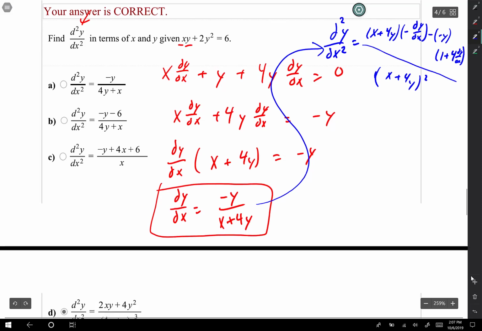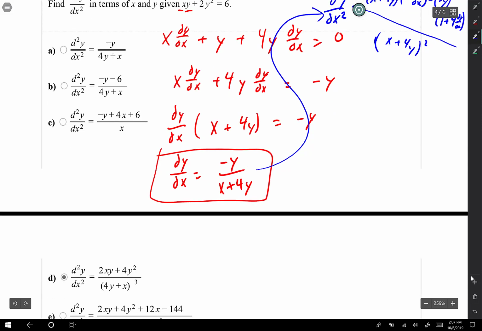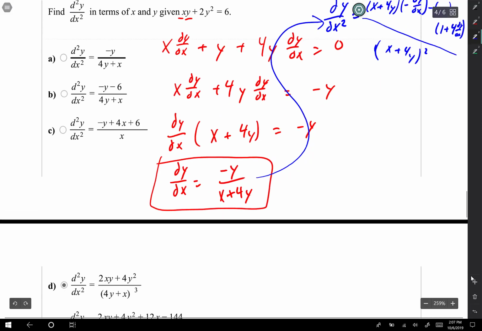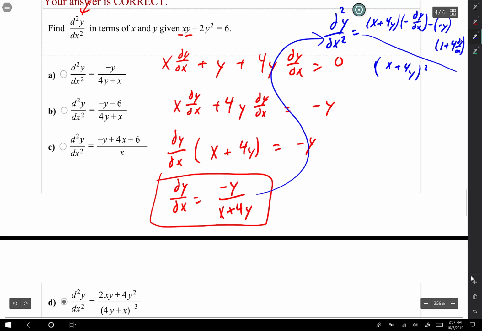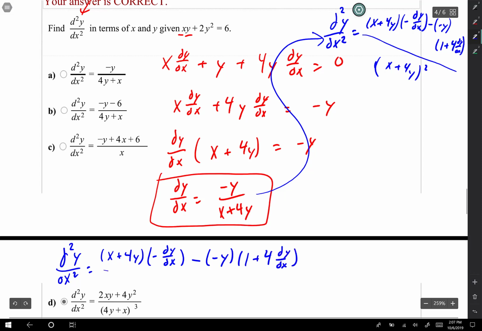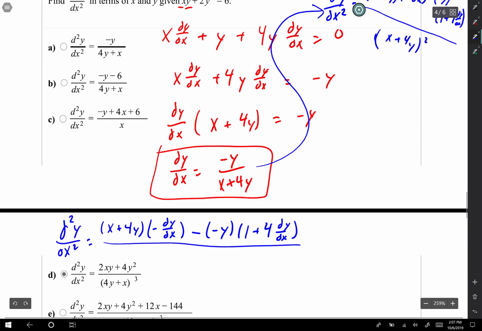So now let's see if we can make it pretty. I'm going to come back down here. Yeah, I should have written it down here. Sorry, guys. Second derivative d²y/dx² equals, let's see, (x plus 4y) times negative dy/dx minus negative y times (1 plus 4 dy/dx), all over (x plus 4y) squared.